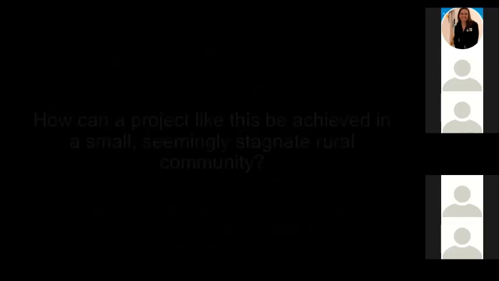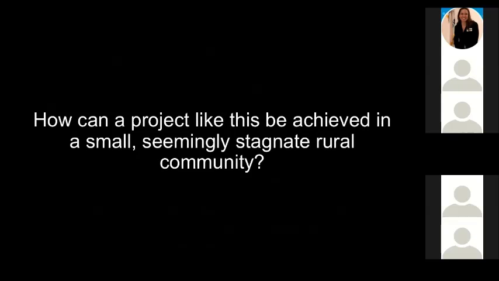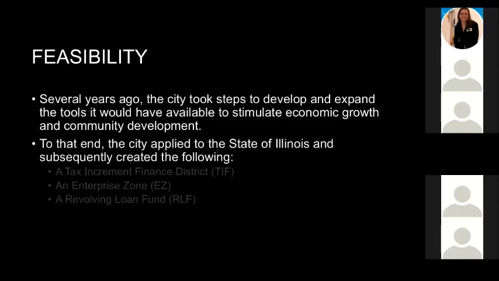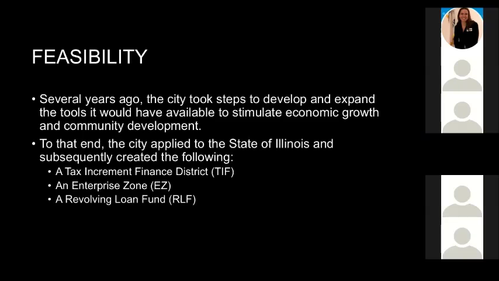Now the question is, how can a project like this be achieved in a small, seemingly stagnant rural community? Well, several years ago, the city took steps to develop and expand the tools it would have available to stimulate economic growth and community development. To that end, the city applied to the state of Illinois and subsequently created a tax increment finance district, or TIF district, an enterprise zone, and a revolving loan fund.